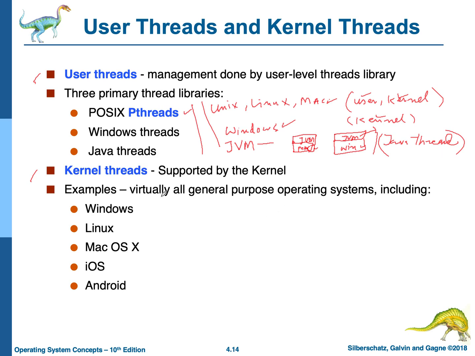So kernel threads are only supported by the kernel. For example, if we have a system here, then we have a user level here, and we have a kernel level here. Now we can have multiple threads here for the user, and we can have multiple threads for the kernel. Nowadays almost all general purpose operating systems have both types of threads, user and kernel threads.